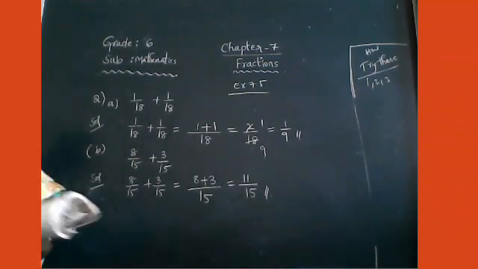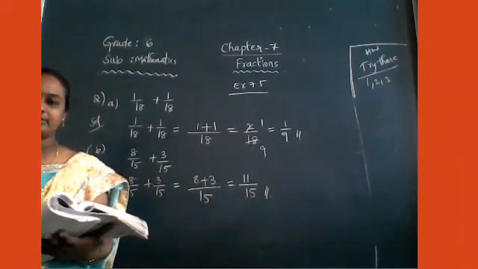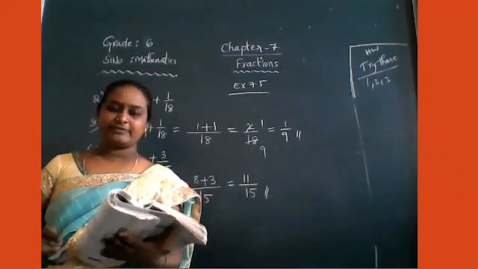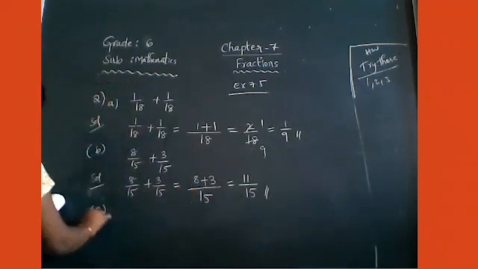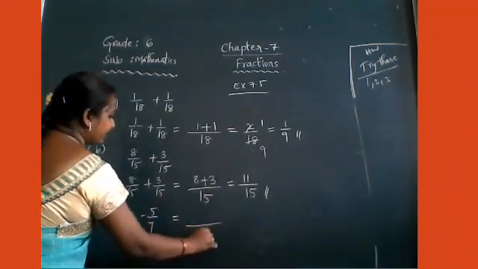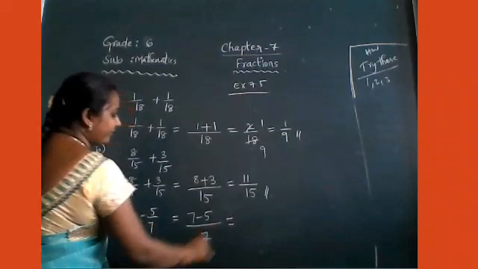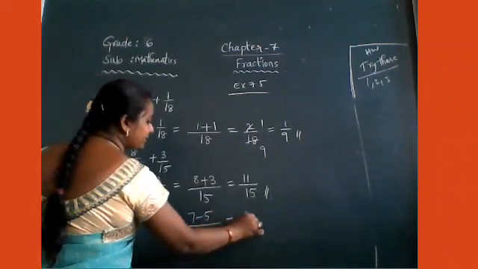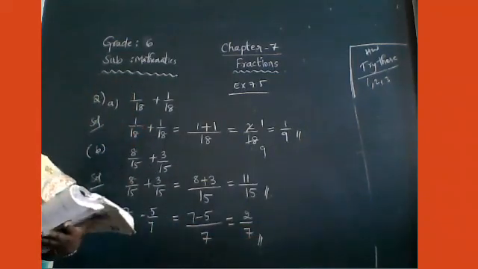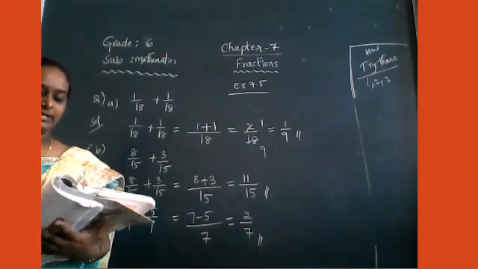Right. So next one. So C problem. Very easy. 7 by 7 minus 5 by 7. So denominators are same. Then we can easily solve this one. 7 by 7 minus 5 by 7. Tell me. Here the denominators are same. Take the denominator 7 as common and subtract the numerators, that is 7 minus 5. 7 minus 5 is equal to 2. 2 by 7. Okay.